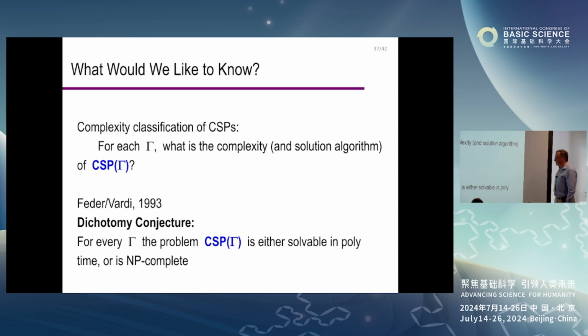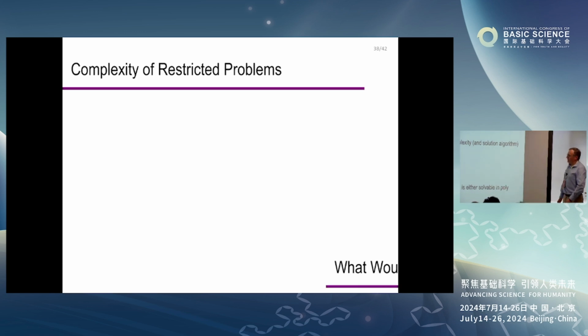Well, a while ago, now it's what, 30 years ago, Feder-Vardi posed this dichotomy conjecture: that we have a complexity dichotomy for CSP of gamma. That every such problem is either solvable in polynomial time or is NP-complete. So why would it be so? Why should we believe that?